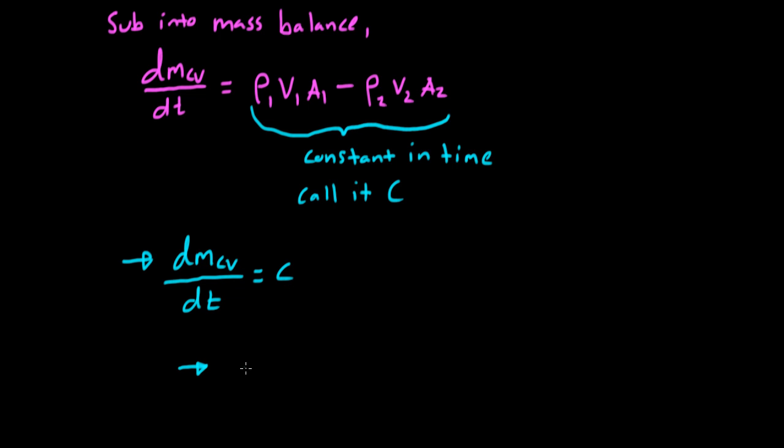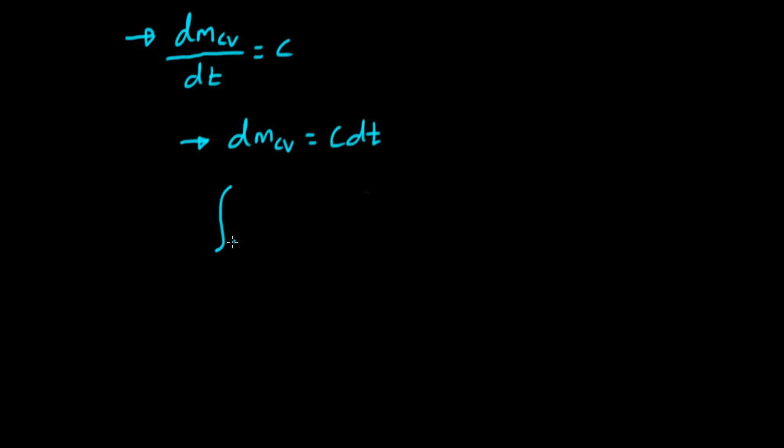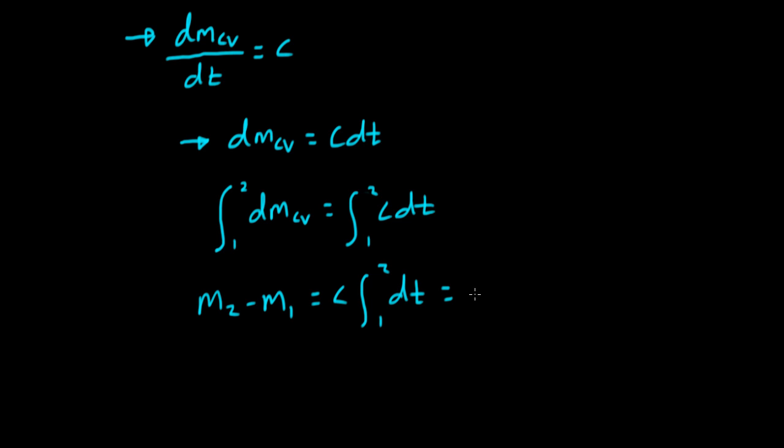We can separate and integrate this expression. The differential mass in the system is equal to our constant times the differential time. Integrating both sides from time 1 to time 2, we see that the mass at time 2 minus the mass at time 1 is equal to our constant times the change in time. Notice that the constant pulls out of the integral.